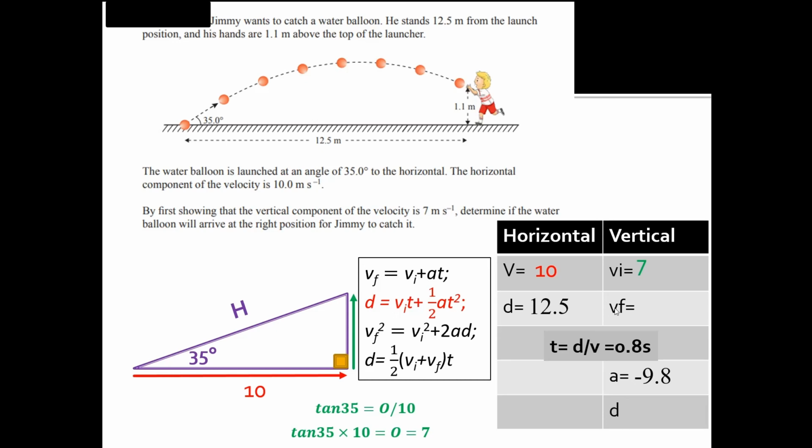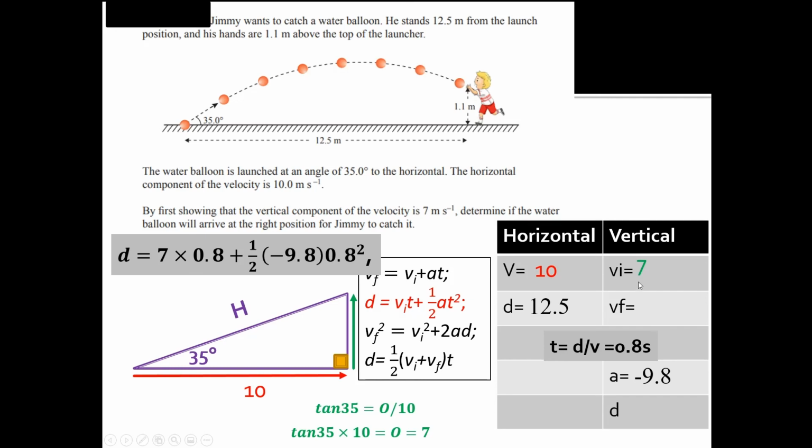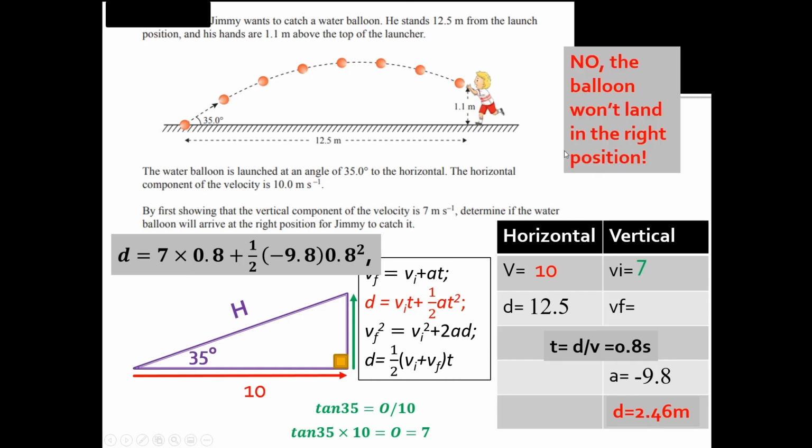Well, because we don't know the final velocity, we must use an equation that does not have the final velocity. We cannot use this equation. Obviously, we cannot use this equation. And here you can see there's a final velocity here too, so we cannot use this equation either. We must use d equals vi t plus 1/2 a t squared. By plugging the numbers in, vi is 7, t is 0.8, a is negative 9.8, we can calculate d is 2.46 meters. Well, by looking at this, we can see that this is not 1.1 meters. Therefore, the answer is no, the balloon will not land in his hands because it will not be in the right position.